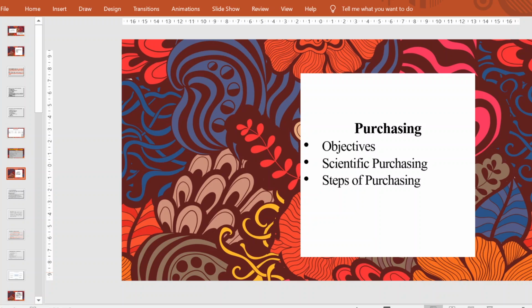Today, in the second session, we will be dealing with what is purchasing, the objectives of purchasing, scientific purchasing, and steps in purchasing. So, what do you mean by purchasing? Purchasing refers to the activity of acquiring goods or services to accomplish the goals of an organization. In simple terms, it is an act of buying any item at a price.